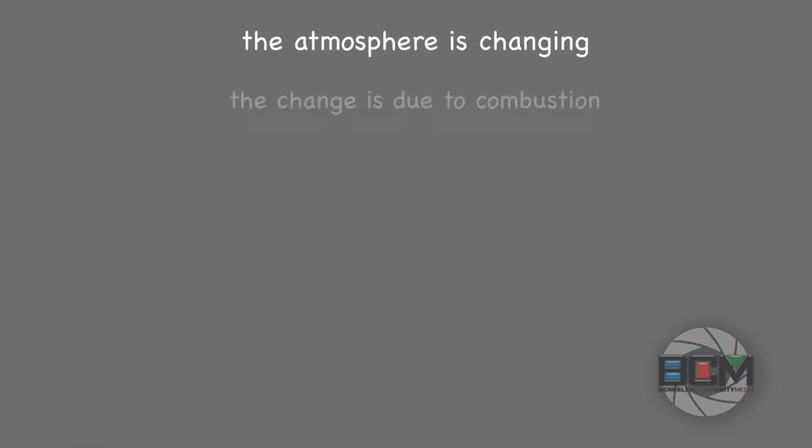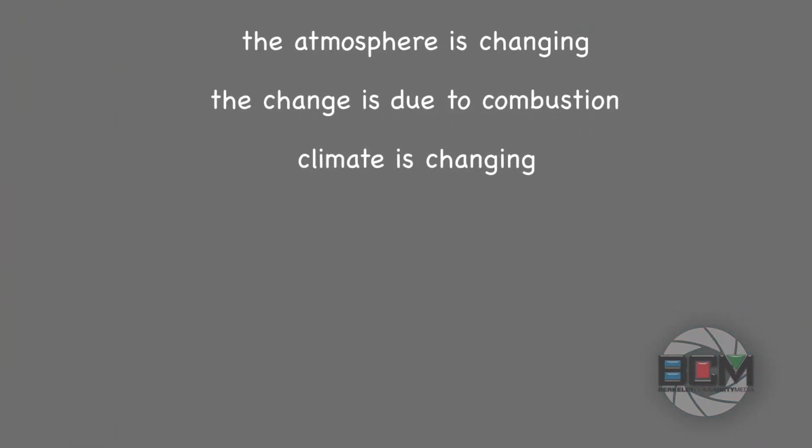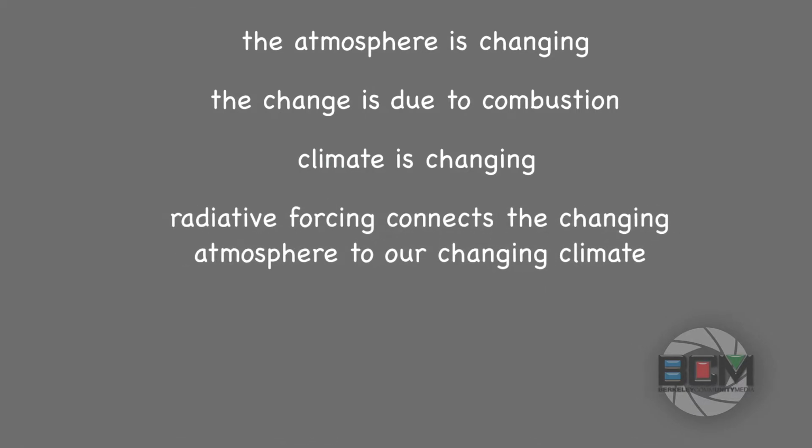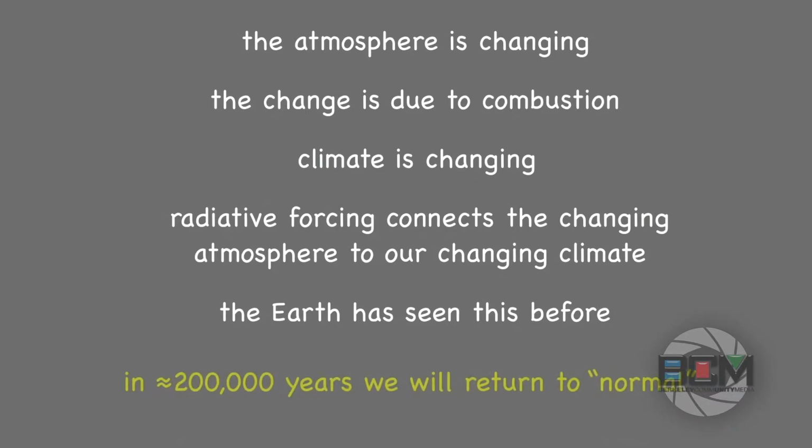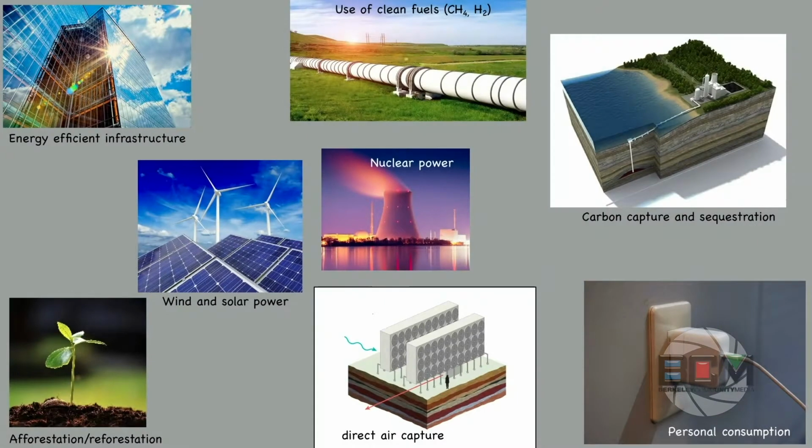So the atmosphere is changing. The change is due to combustion. The climate is changing. Radiative forcing connects that CO2 in the atmosphere to our changing climate. The Earth has seen this before, and in a couple 100,000 years, we'll return back to where we were. Well, that's encouraging. So what can we do?